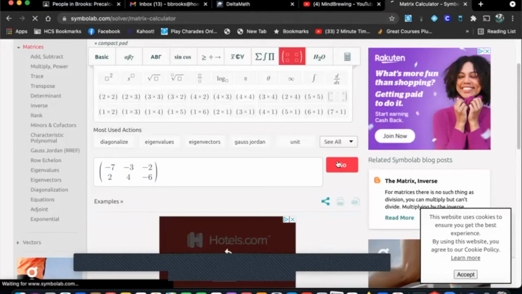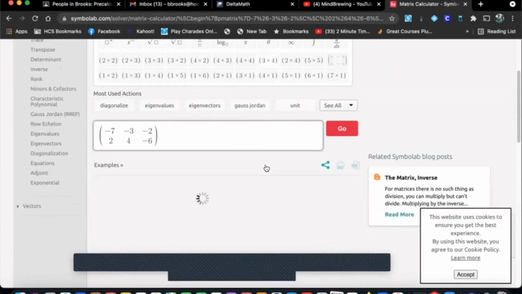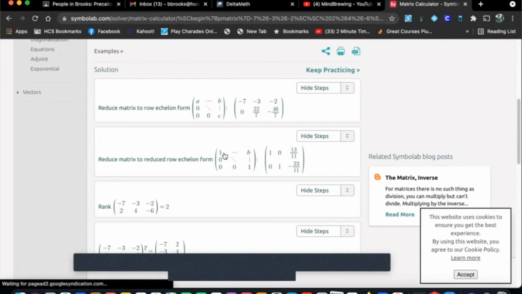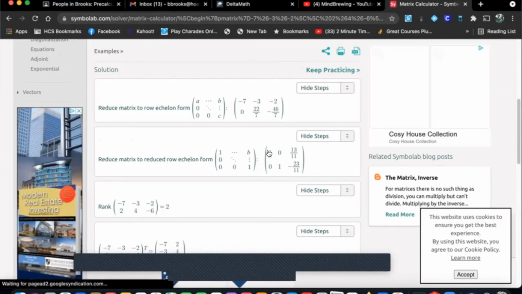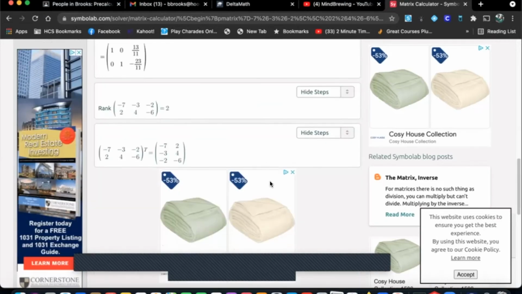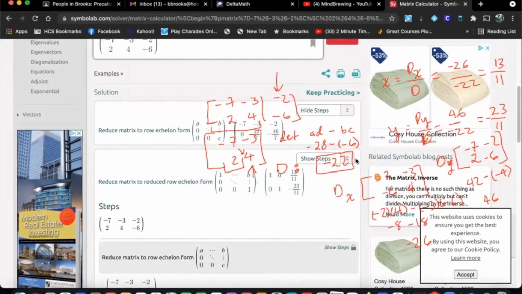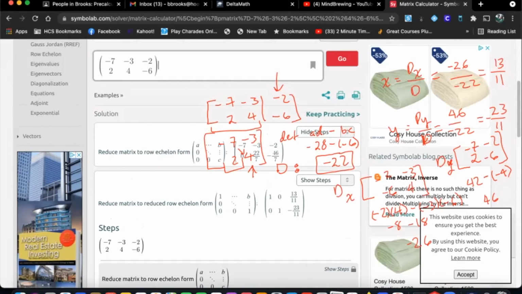Okay. When I hit go, I want reduced row echelon form, right? Because it'll tell me exactly what I need to know. And boom, check this out. My reduced row echelon form, don't you love calculators? Is x is 13 over 11, and y is negative 23 over 11. So let's see if that squares with what we said. That's exactly right. So this is one way you can check your answers, is that it'll put it in reduced row echelon form for you.